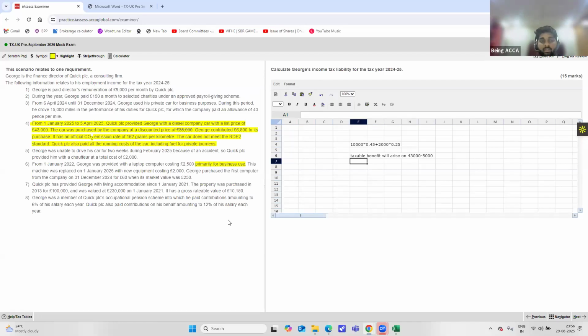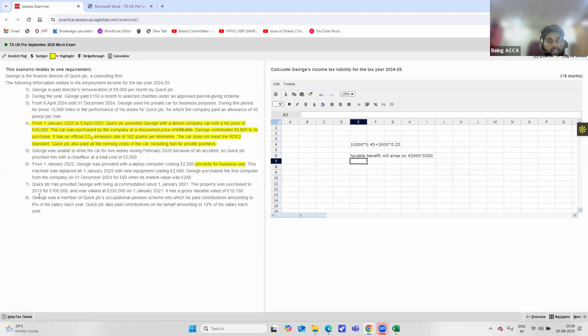Clear? So it will be 10,150 plus, will it be 100,000 minus 75,000 or 230,000 minus 75,000? $230,000. Absolutely right.